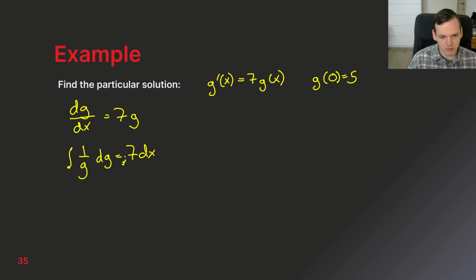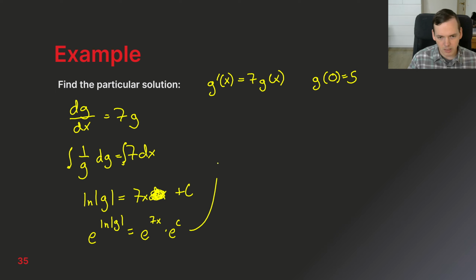Integrate both sides, and I get ln of g is equal to 7x plus c. Then e to the ln absolute value of g is equal to e to the 7x times e to the c. And I get g is equal to c e to the 7x, because e to the c can be written as c.